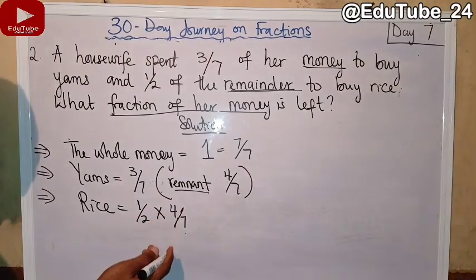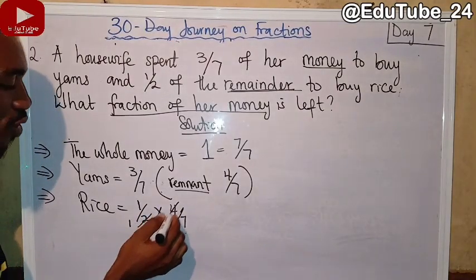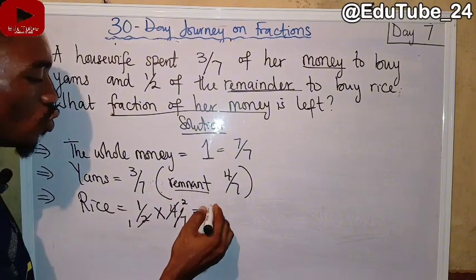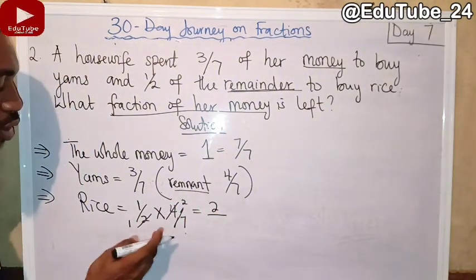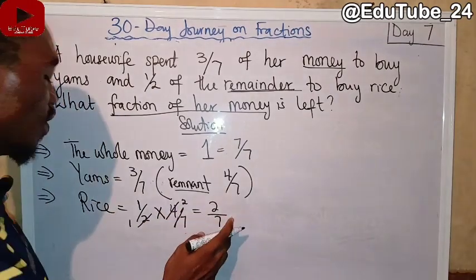So now let's find what can divide as a common factor. 2 certainly goes in 2, we have 1. 2 certainly goes in 4, and then we have 2. So at the numerator we have 1 times 2, which is 2 over, and then at the denominator we have 1 times 7, which is 2/7. So she spends 2/7 on rice.